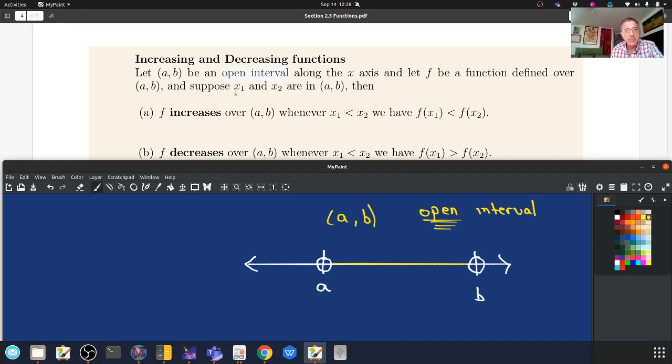So let A and B be some open interval along the x-axis, like I just posted right here. And let f be a function defined over that open interval. That means every element x greater than A and less than B has to be in the domain of f. And suppose x1 and x2 are in that open interval. So in this case, here is my x1 and here is my x2.